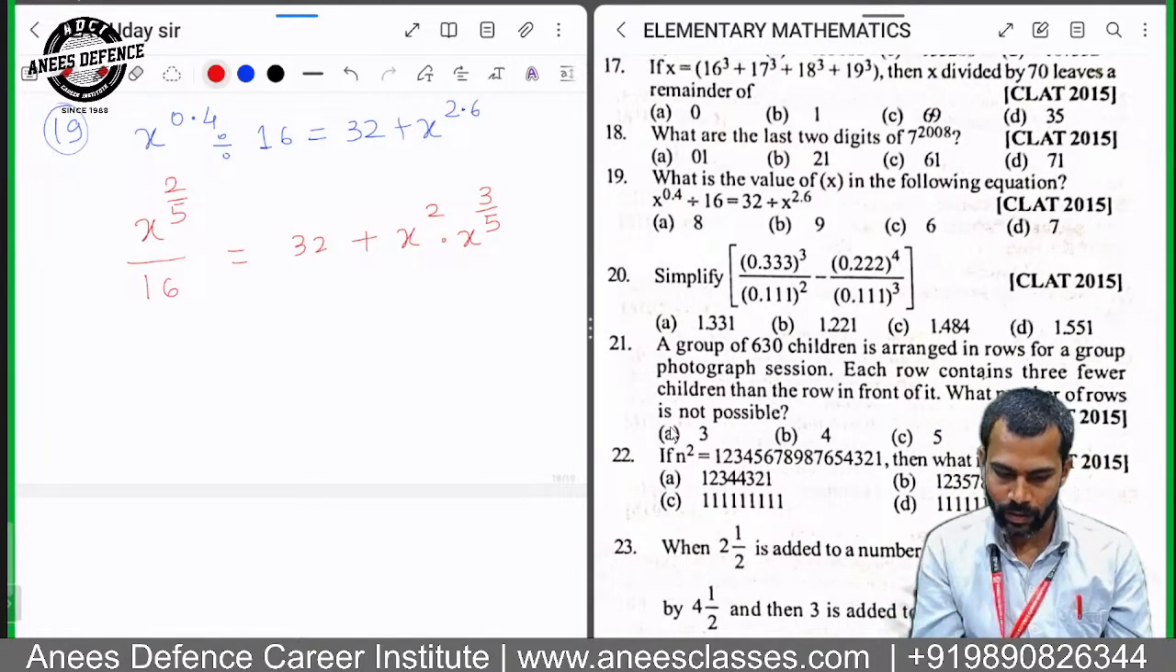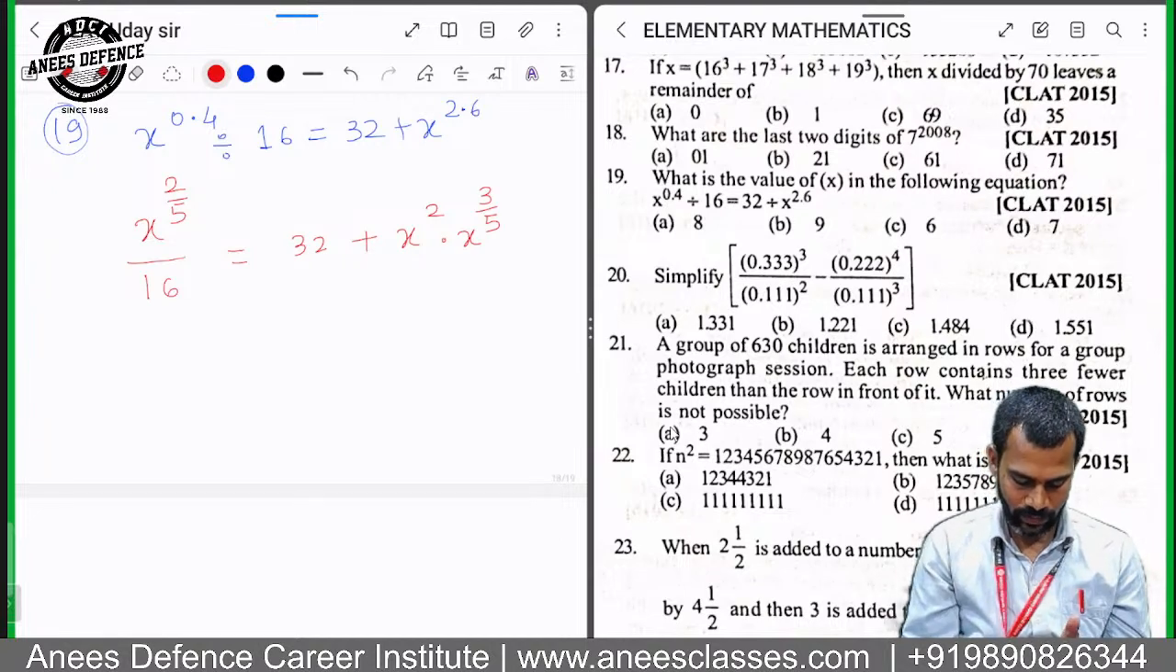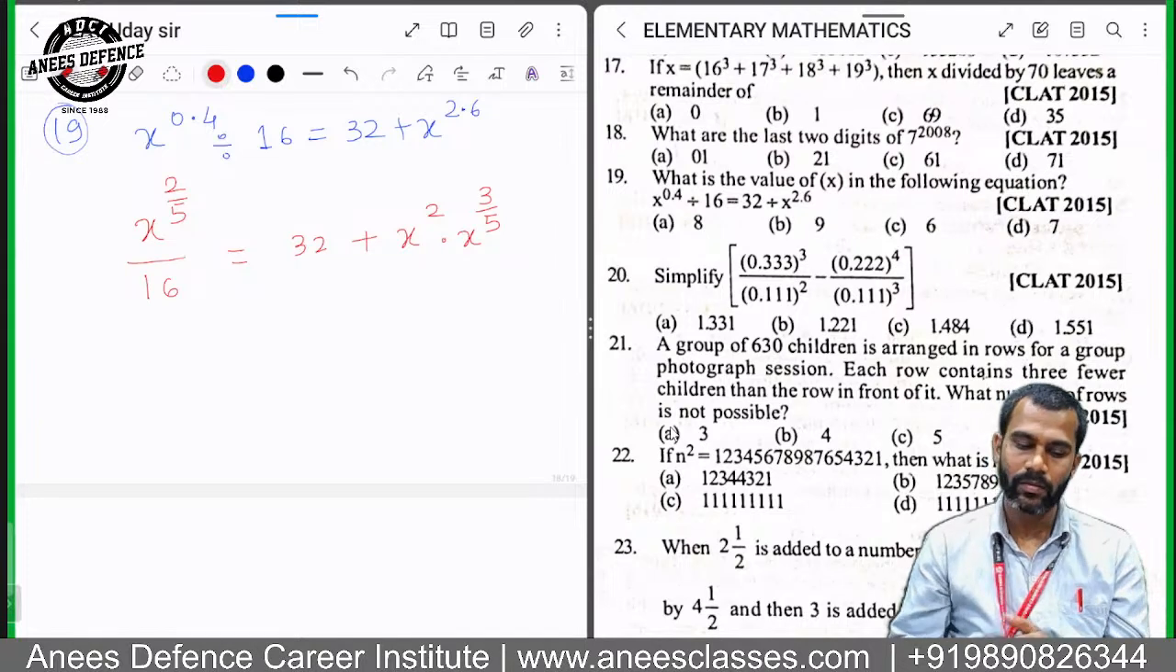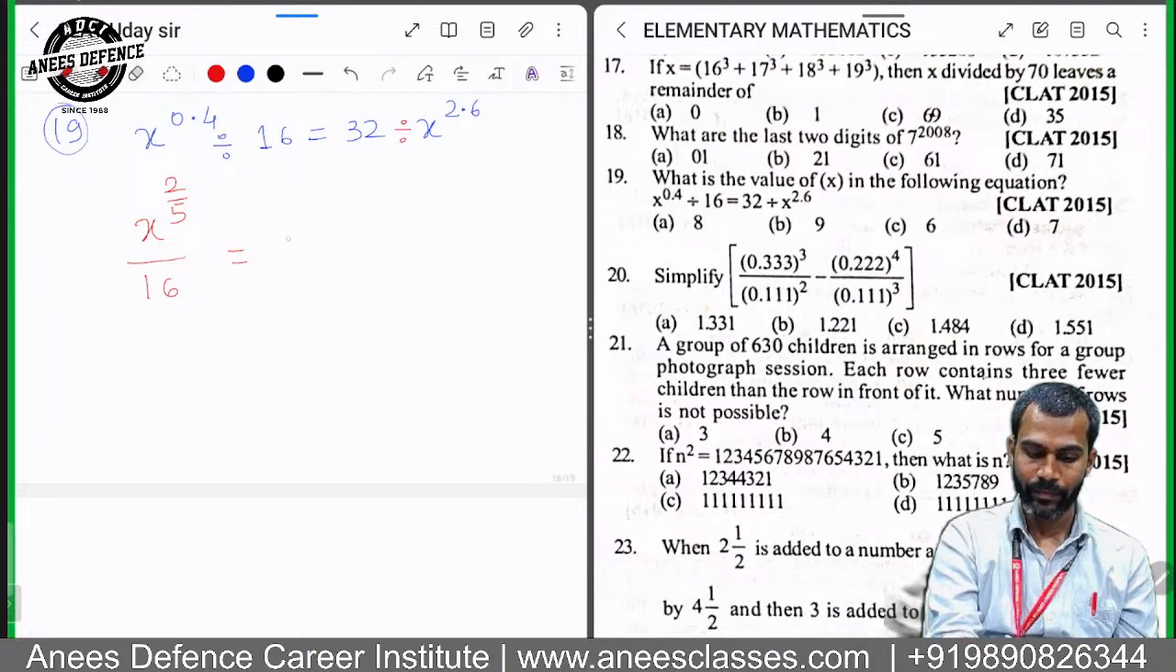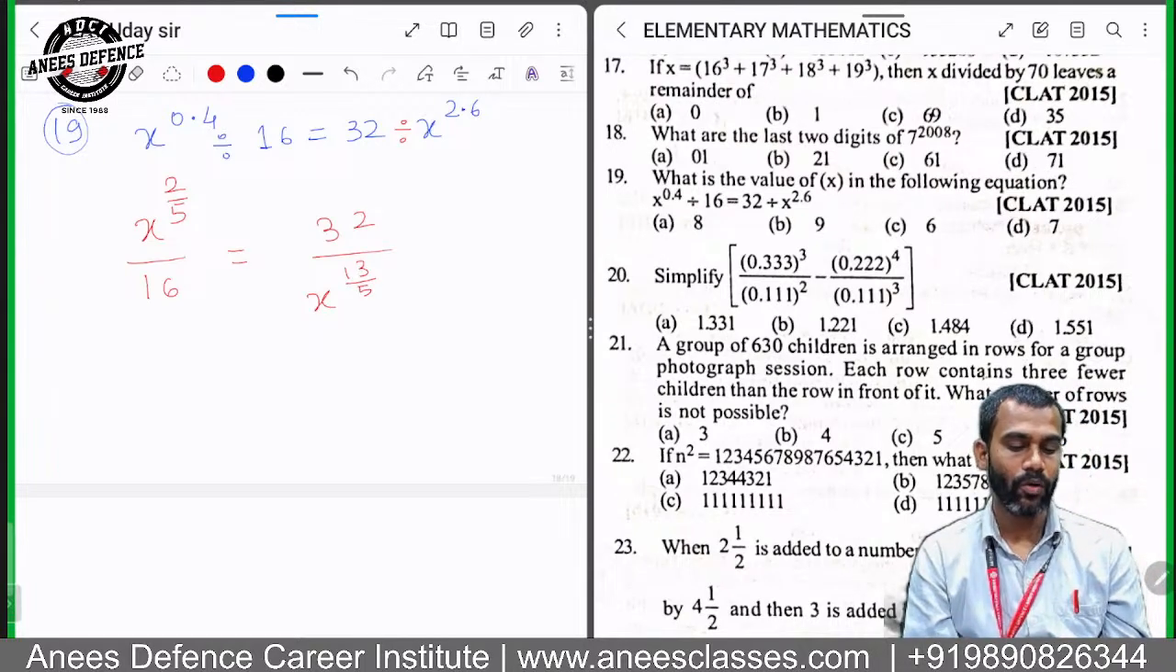Let me check the question. I think the second sign is division. Yes, it is not plus, it is division only. So can I write 32 by x to the power 13 by 5?